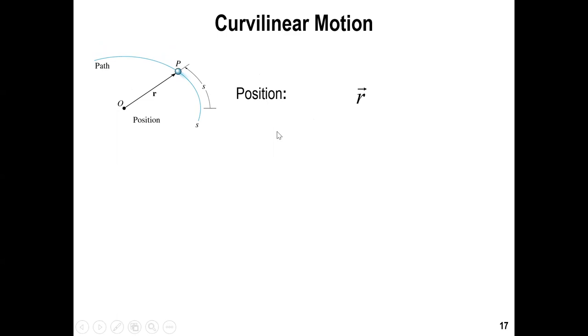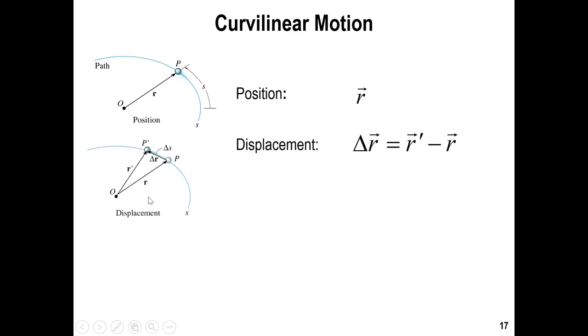Regardless of how we do it, those three steps are going to be the same. The position, you're going to specify with a position vector. Now, this time you have to actually use a vector with length and direction. If you want to get displacement going from point P to P prime, position is R, goes to R prime, your delta R is going to be the displacement vector.